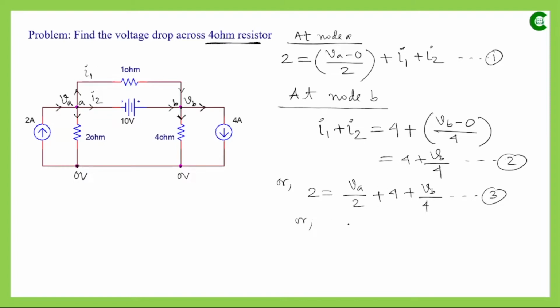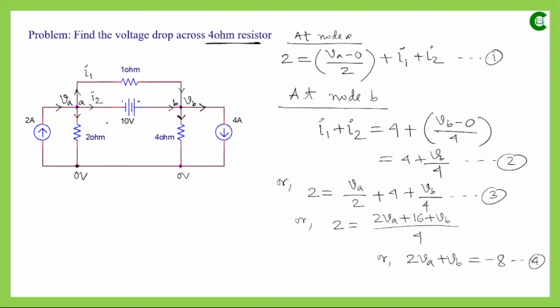Now if we simplify this, it will be 2, and then if we simplify this way, it is 2VA plus 16 plus VB. So finally the equation that we'll be getting is 2VA plus VB, and that will be equal to 16 here and then 8 here, so it will be minus 8. So this is our another equation, if we name this as.